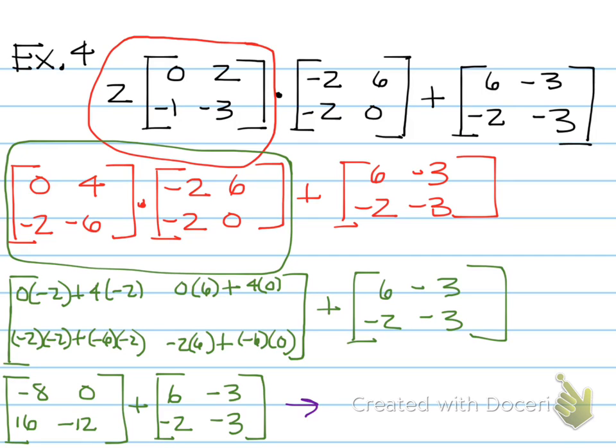And then last thing we're going to do is the adding or subtracting. So when we add the corresponding elements of the matrices, we'll get -8 plus 6, which is -2, 0 plus -3, which is -3, 16 plus -2, which is 14, and -12 plus -3, which is -15.